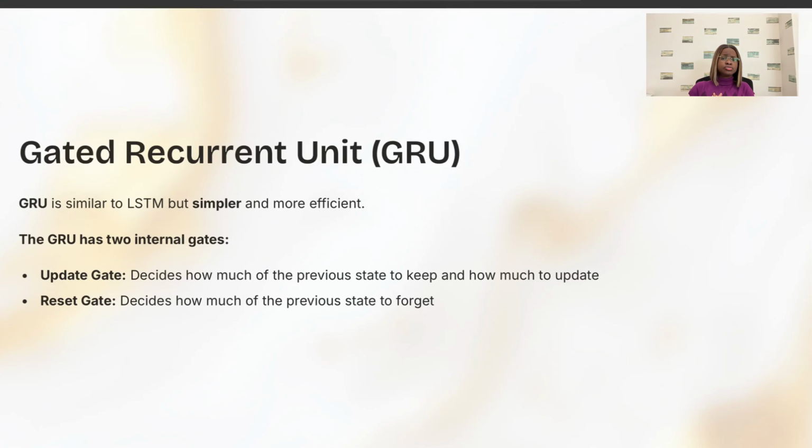Now to the gated recurrent unit. GRU is similar to LSTM, but simpler and more efficient. It has just two internal gates, the update gate and the reset gate. The update gate decides how much of the previous state to keep and how much to update. The reset gate decides how much of the previous state to forget.